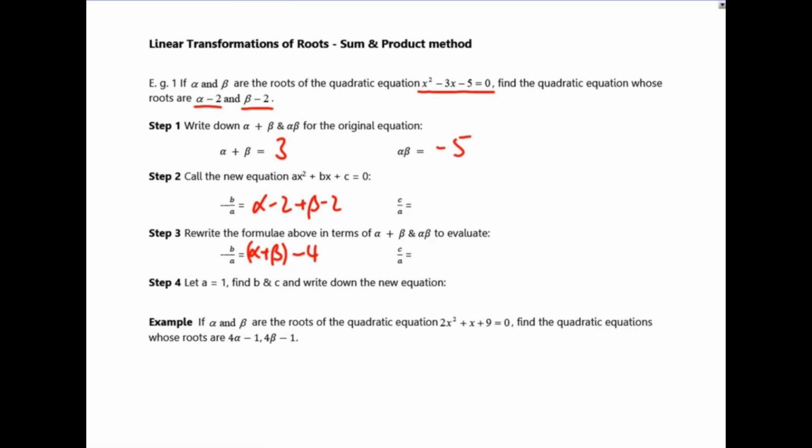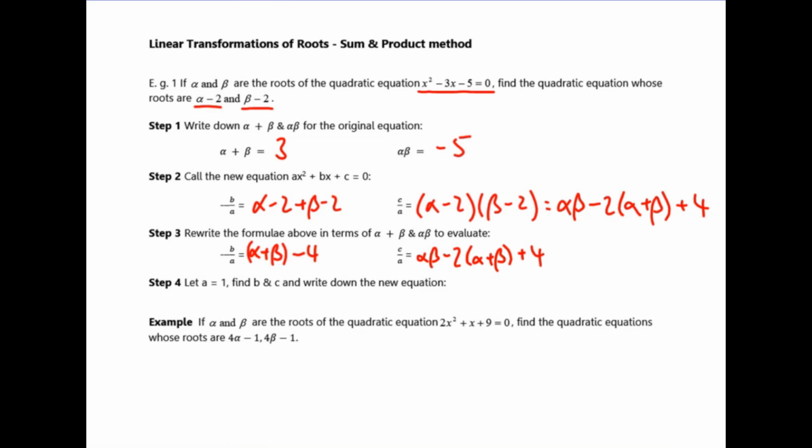Similarly for c over a, that's equal to the product of the roots, so alpha minus 2 times beta minus 2, which I can expand to get alpha beta minus 2 alpha minus 2 beta plus 4. But I can factorize, so alpha beta minus 2 times alpha plus beta, plus 4.